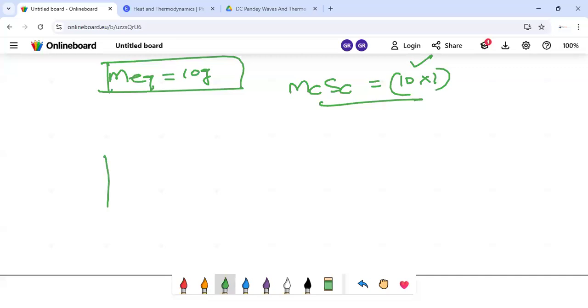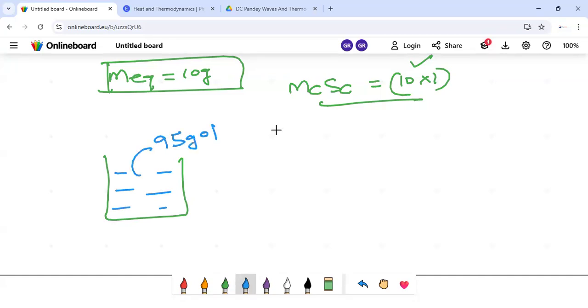For example, I have a container. In this container, I'm having a mass of water. How much mass of water? 95 gram of water.